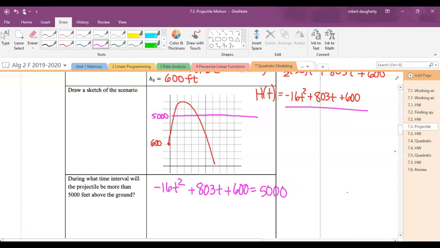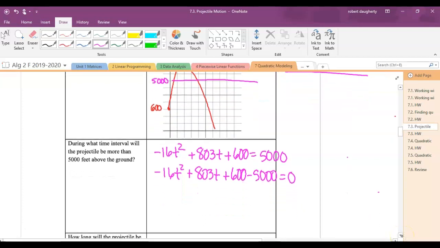5,000? Okay. I don't like any of my quadratics to be equal to 5,000. I want them to be equal to 0. So I'm going to write this as negative 16 t squared plus 803 t plus 600 minus 5,000 equals 0. That's really as far as I need to go. I mean, I could subtract, that's going to be negative 4,400. I could do that, but I really don't need to do that step because my calculator can handle it just like it is.